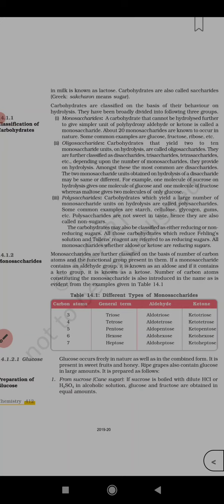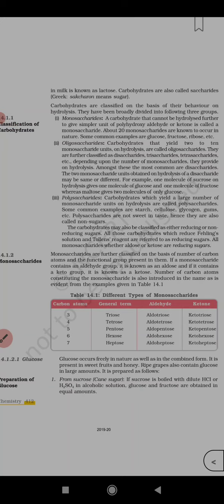General term, aldehyde, ketone, number of carbon atoms. If three, triose; aldehyde, aldotriose. The general term is triose because it's a sugar. If you want to define whether it is aldehyde or ketone, then you have to use aldotriose. Therefore, three carbon atoms sugar, that is glyceraldehyde basically. Aldotriose, ketotriose, four tetrose, aldotetrose, ketotetrose, five pentose, aldopentose, ketopentose, six hexose, aldohexose, ketohexose, seven heptose, aldoheptose, ketoheptose.